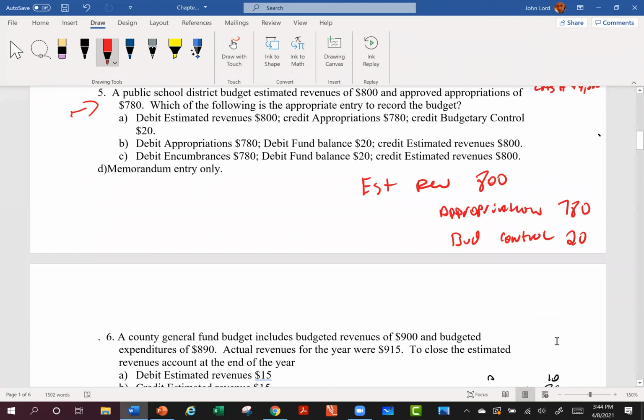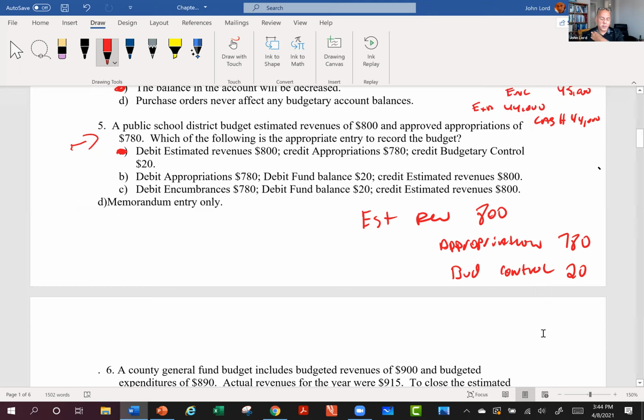Okay, good. Just to refresh my memory, can you explain that breakup of 780 and 20? 780 is the appropriation and 20 is the surplus that becomes a credit to budgetary control. Oh, 10-4. Got it. So I always debit estimated revenue. I always credit appropriation. If it's a surplus, I credit budgetary control. If it's a deficit, I debit budgetary control, right? So that one can flip from debit to credit depending on the surplus or deficit situation.